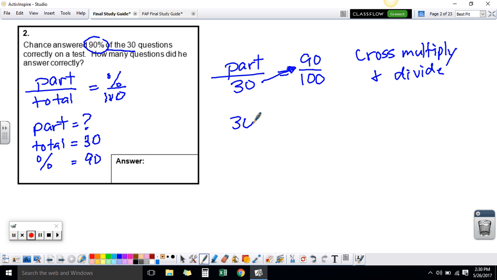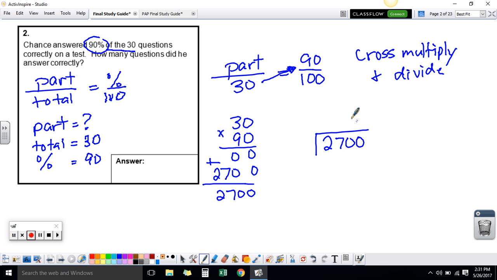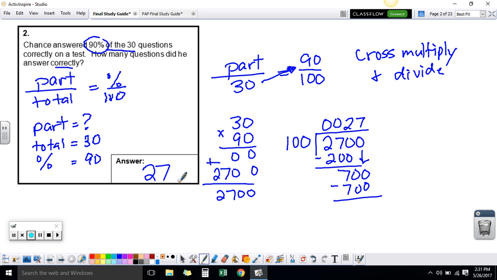So we're going to take 30 times 90, and we're going to get 2,700. And then we're going to take that 2,700 and we're going to do the divide by 100 right here. 100 does not go into 2, 100 does not go into 27, 100 goes into 270 twice. Subtract, bring down that 0. 100 goes into 700 7 times with 0 remainder. So the number of questions he answered correctly is 27 questions.